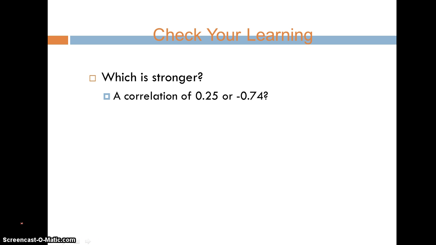So let's check your learning. Which correlation is stronger? A correlation of 0.25 or a correlation of negative 0.74? If you said negative 0.74, you'd be correct. Because remember, it's the magnitude of the number, the further away it gets from zero, that determines how strong a correlation is, not whether it's positive or negative.